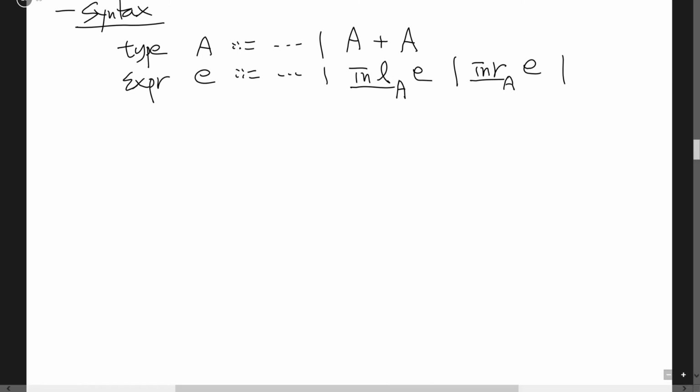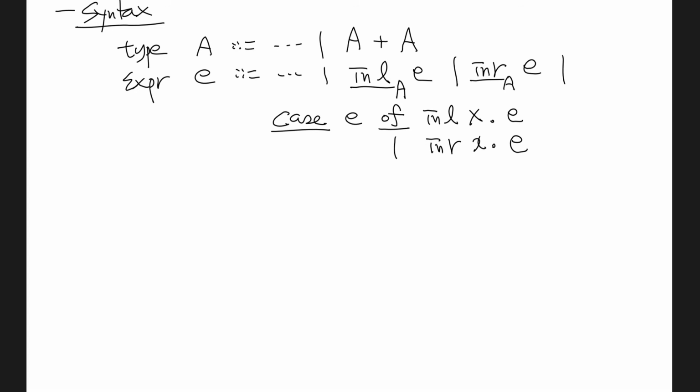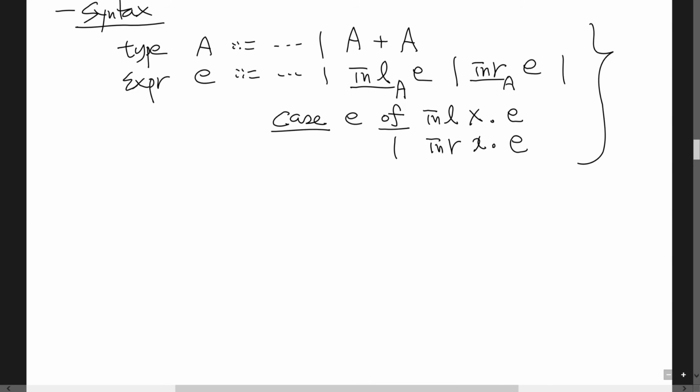And finally, we have this case expression for performing case analysis. Case expression E of: if this is injection left some X, then we take this branch, or if it is injection right some variable X, then we take this branch. So that's the extended abstract syntax that includes sum types. What about the typing rules?